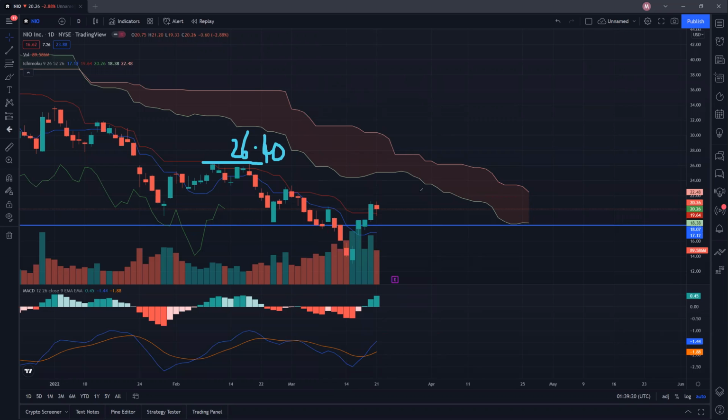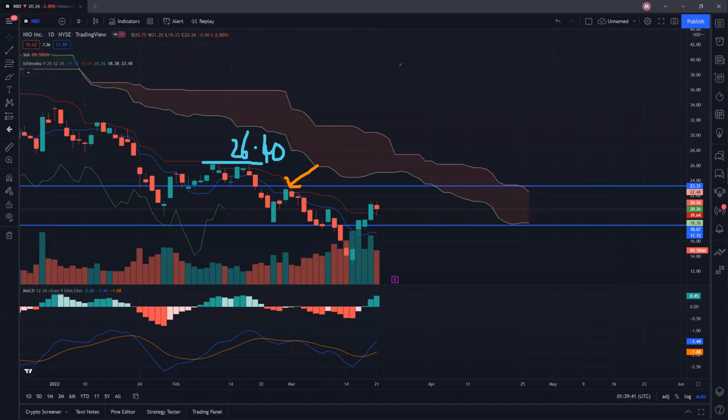But of course, in between, there are some resistances that we need to watch out for. The first resistance that I'm watching out for is around 23.40, around this level. You can see that we did have a rejection of this particular level here. So this would definitely become a very difficult resistance to clear before we actually arrive at 26.40.